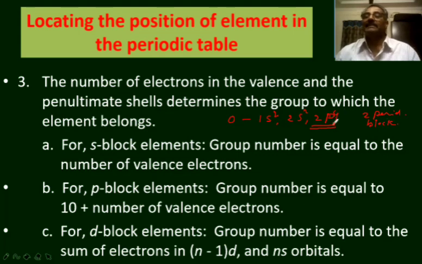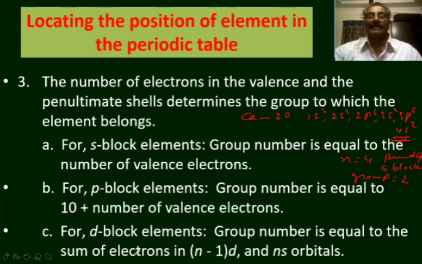How many valence electrons are there? The number of valence electrons is 2 plus 4, that is 6. 10 plus number of valence electrons is equal to 16. So this is the group number. That means oxygen belongs to second period and 16th group.